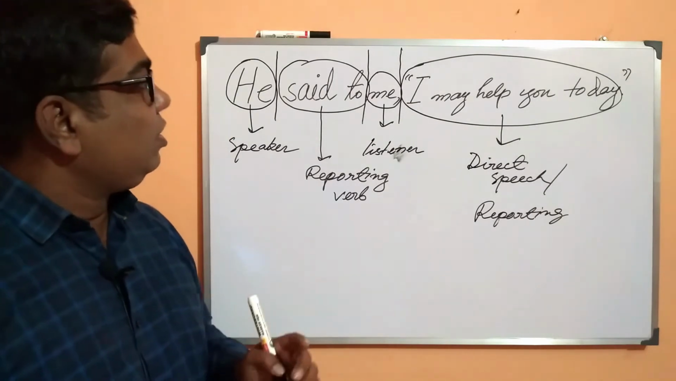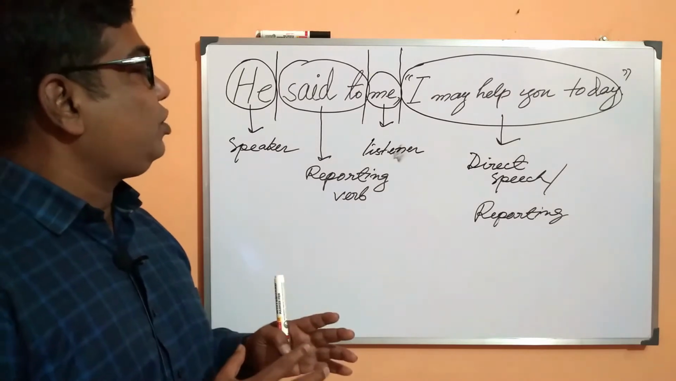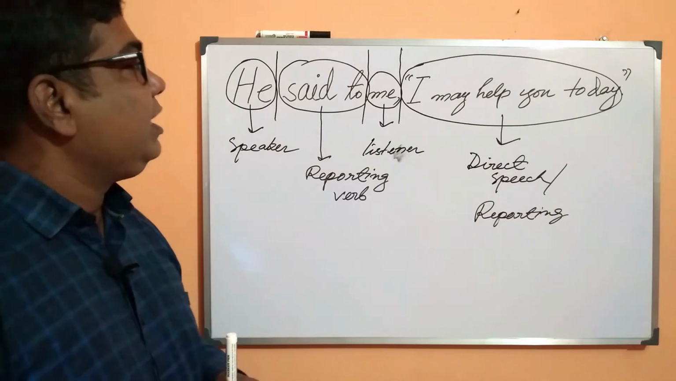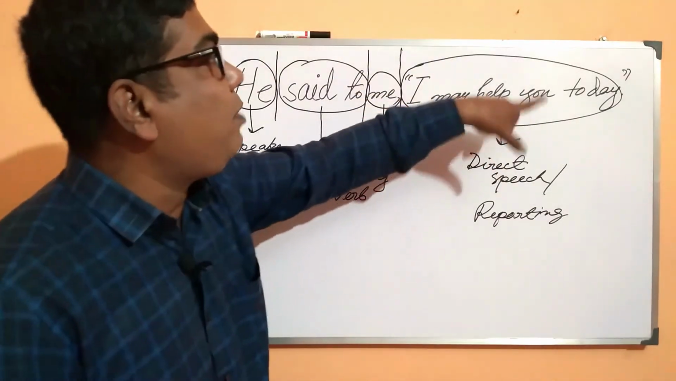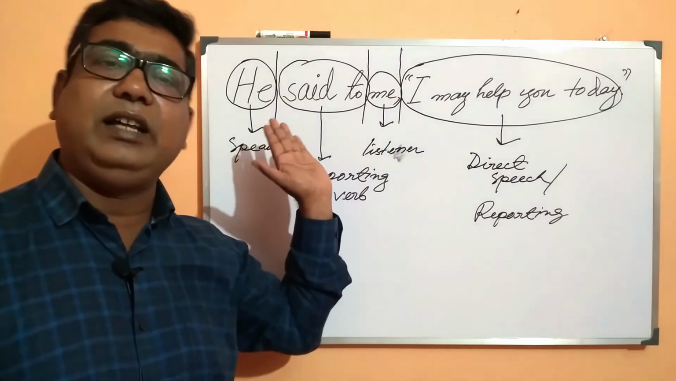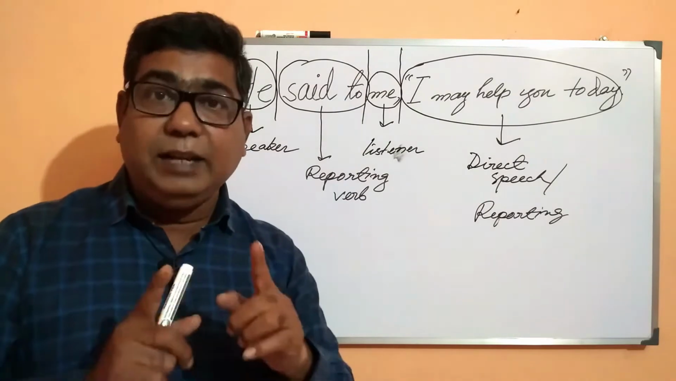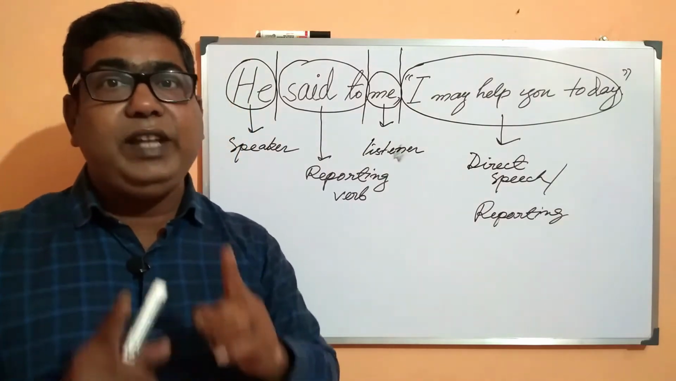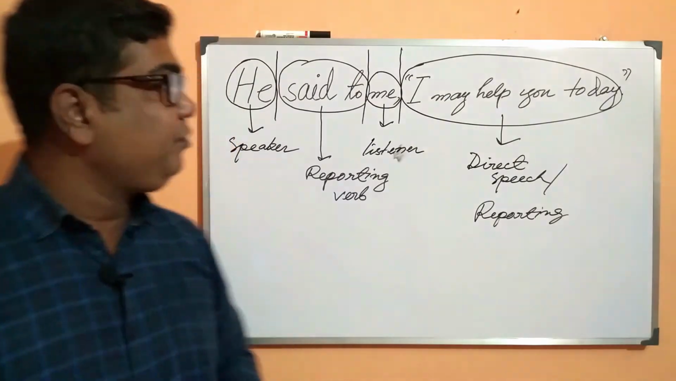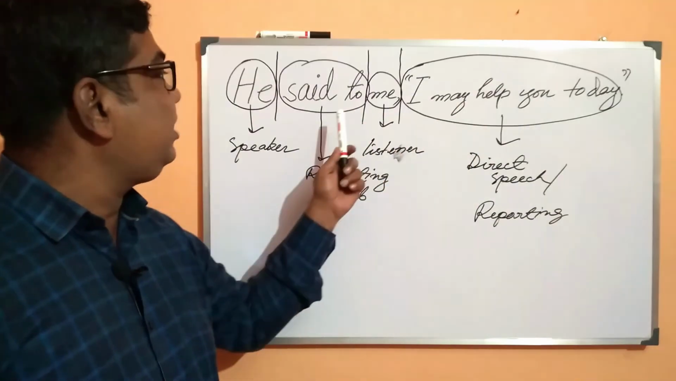Now when we talk about direct speech or reporting speech, students, we have to keep in mind this particular part we are referring to, not the remaining part. Here we have speaker, here we have listener, the reporting verb. But whenever we say reporting speech, direct speech, we exactly mean this particular part which I have encircled. Well, now it is also very important. This is as important as this part.